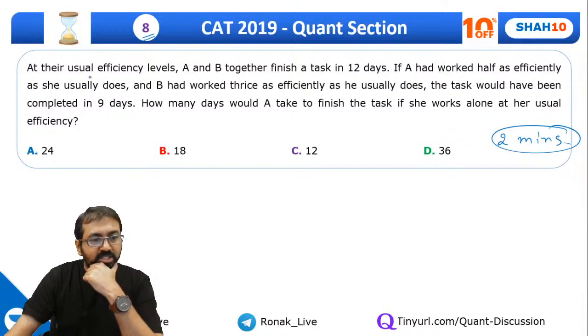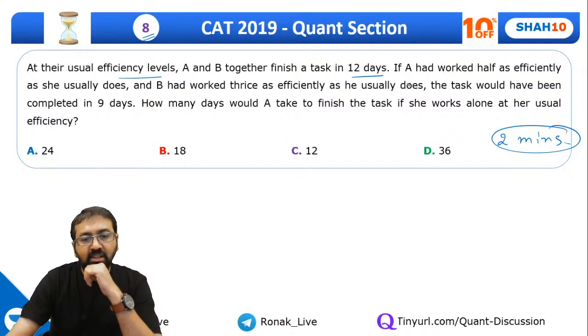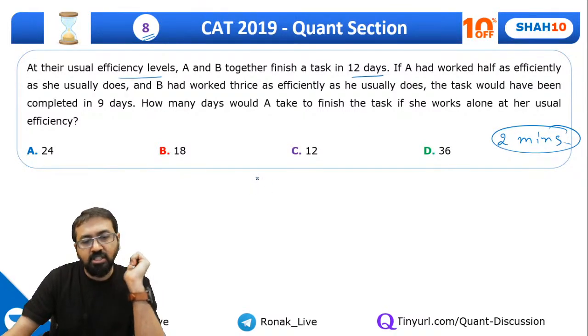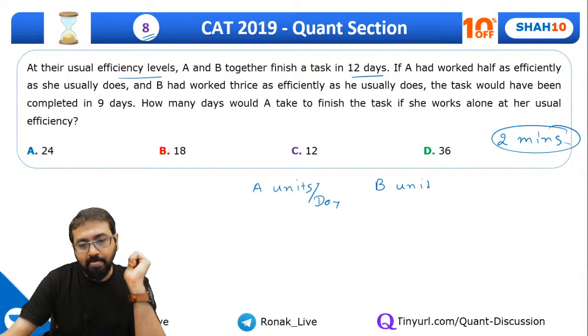So let's look at the question. At their usual efficiency levels, A and B together finish the task in 12 days, right? Let me assume the work done by A in 1 day is A units. So A does A units of work per day and B does B units of work per day.